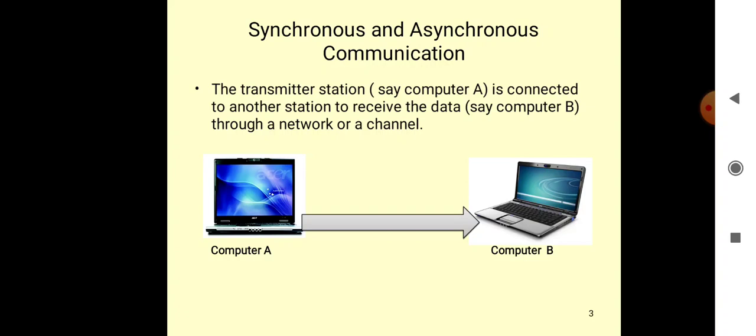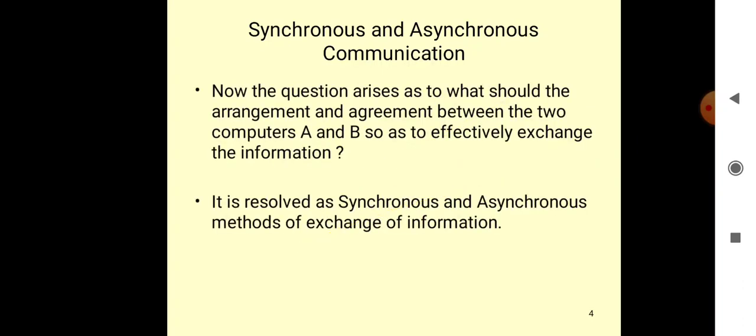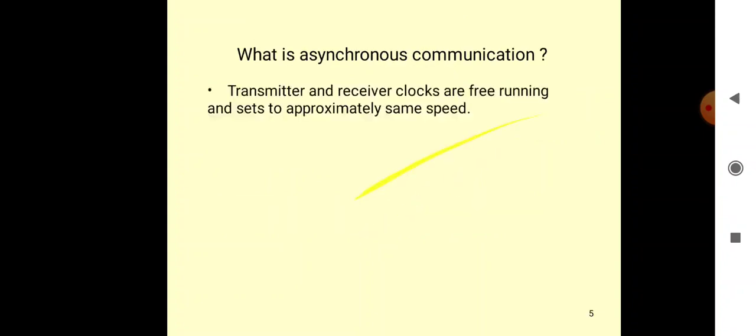So the transmitter station, say computer A, is connected to another station to receive the data, say computer B, through a network or a channel. This is given on the screen. Now the question arises as to what should be the arrangement and agreement between the two computers A and B so as to effectively exchange the information. It is resolved as synchronous and asynchronous methods of exchange of information. So what is meant by synchronous and what is meant by asynchronous methods? Let's discuss in detail.